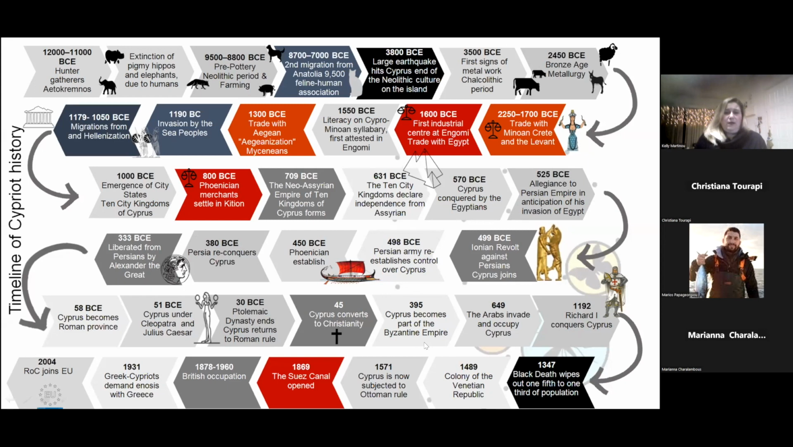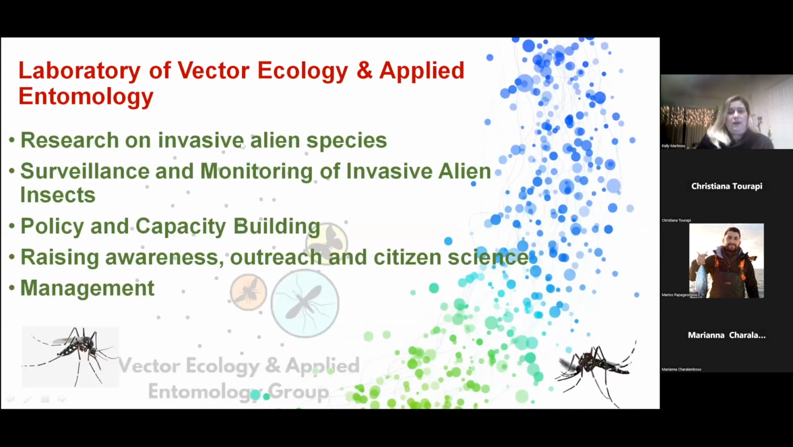On top of this, we also had two major events like the Black Death caused by rats in the early 1000s, and also the opening of the Suez Canal. So all these have altered the natural environment. And our group is focusing on research on invasive alien species, surveillance and monitoring, policy and capacity building, and also raising awareness, outreach and citizen science, and also management of invasive alien species. And this is especially true for the mosquitoes.